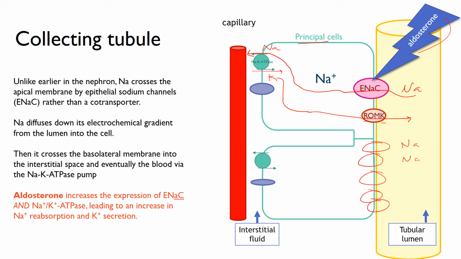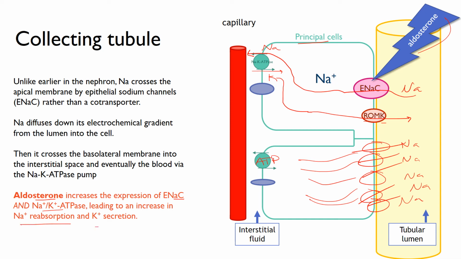sodium can just enter over and over again, reabsorbing lots of sodium. Meanwhile, aldosterone also leads to an increase in expression of the sodium-potassium ATPase because this ATPase needs to continue to function and go into overdrive in order to take care of all the sodiums that are entering into the cell. And this is why aldosterone leads to an increase in sodium reabsorption and potassium secretion.